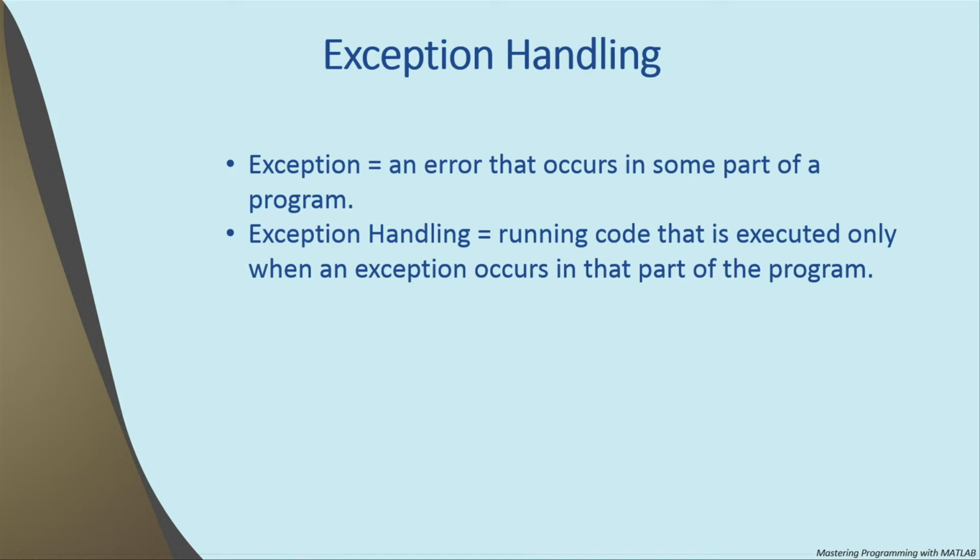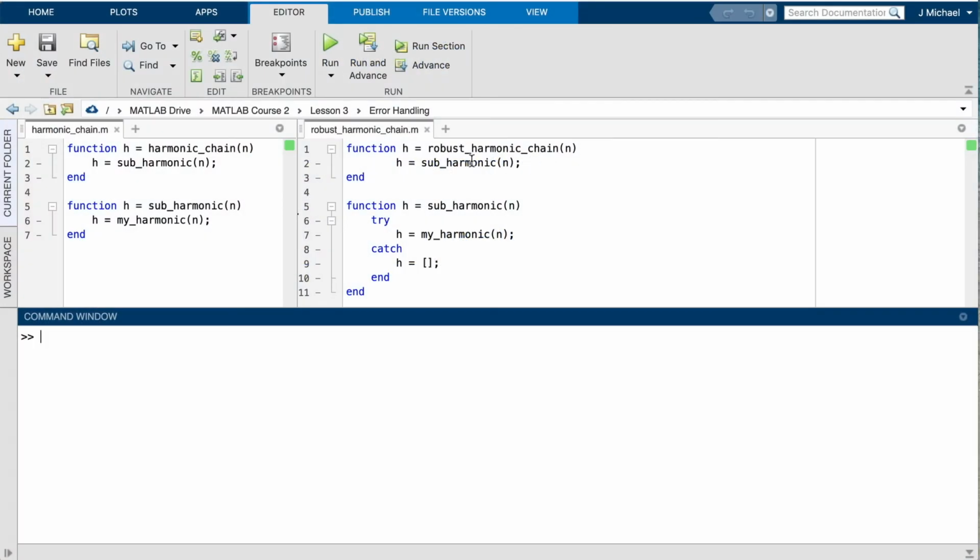Here's an example called robust harmonic chain, which I'm displaying next to harmonic chain. I've written robust harmonic chain because I've decided that I want to avoid the risk of having my program being stopped by myHarmonic, which might have been written by someone else and might throw errors. To avoid that risk, I've produced robust harmonic chain by modifying harmonic chain so as to keep it from throwing an error when the call to myHarmonic throws an error.